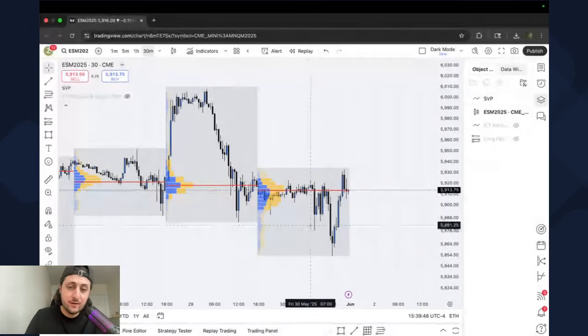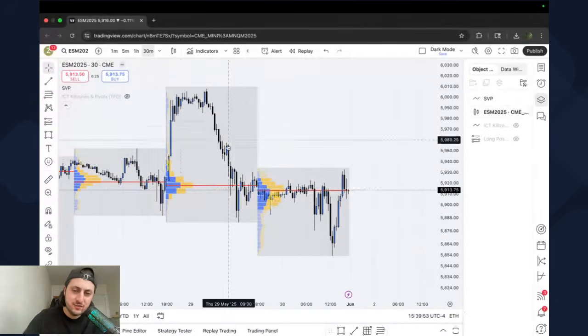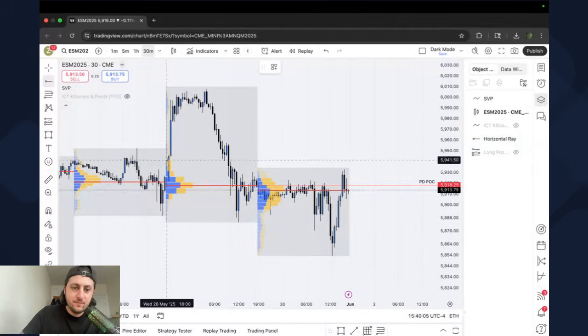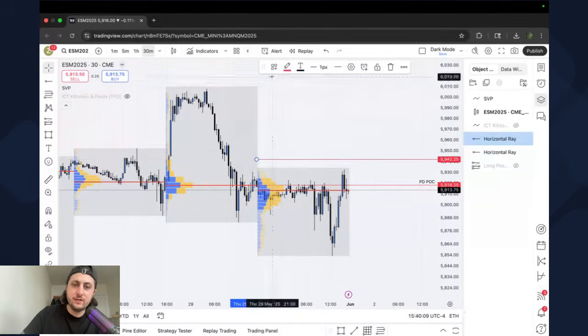Some people have strategies around that. Personally, what I like about the previous day's levels is they are static levels that I can trust. So we mark these off. This red line, of course, is our previous day's point of control. So we plot that on our chart. Right here, we have the previous day's value area high, another relevant level.